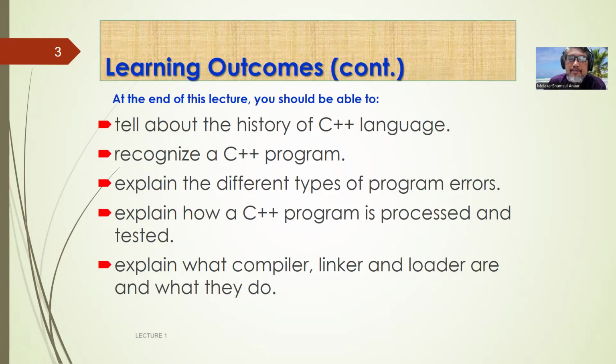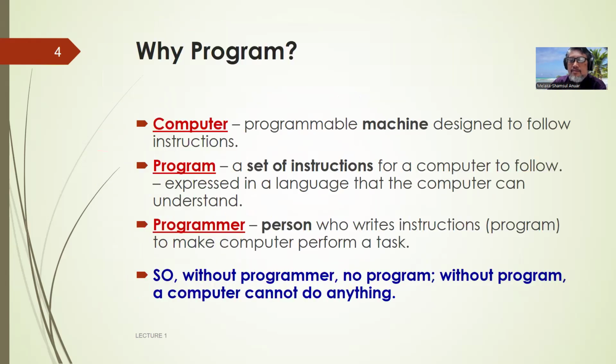Okay, and then learning outcomes, other than what I've spoken, is to learn a little bit about the history of C++, and then how to recognize a C++ program, explain the different types of programming errors, and then some background on how a C++ program is processed and even tested, and then explain what a compiler is, a linker and a loader, and how they work.